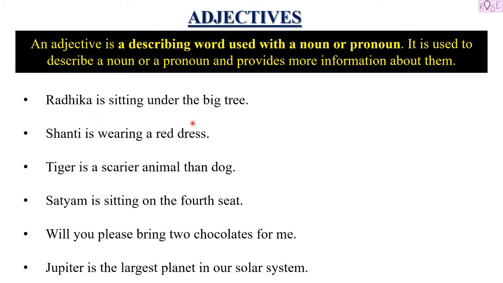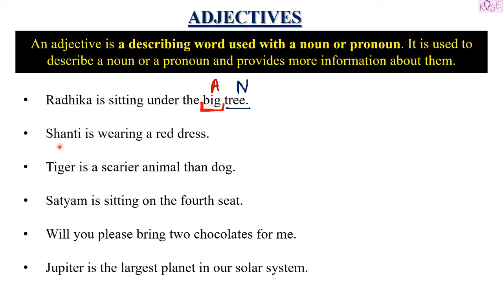So which is an adjective here? The adjective here is big. If this is an adjective, it must be describing a noun or a pronoun. So what is this adjective describing? This big is describing the tree. So the word big is an adjective and tree is a noun. We will do a similar activity with all the other sentences.